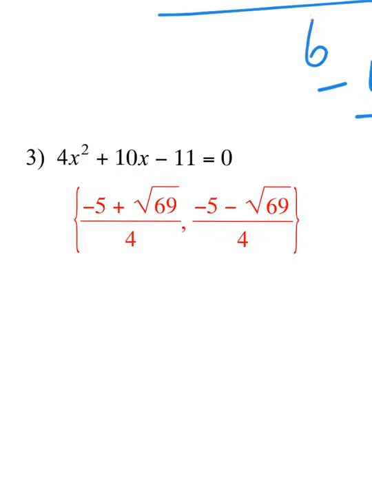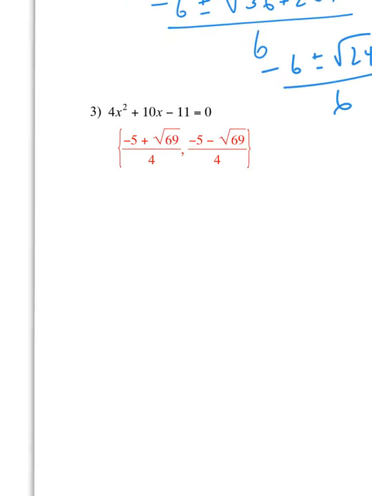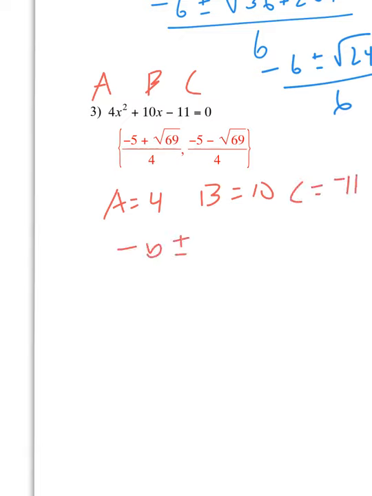You can see here number 3 does have a funky square root. It doesn't break down. So let's take a look at number 3 here. It is in order, A, B, C. All right, so let's start with this one here. A equals 4, B equals 10, and C equals negative 11. Opposite B, plus or minus the square root of B squared minus 4AC, all over 2A.